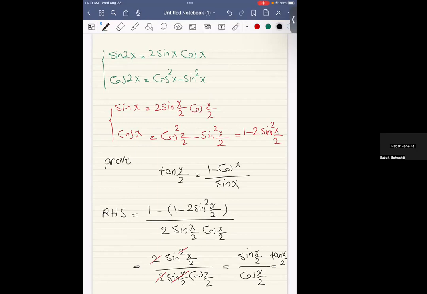From the left side, it's not clear how to proceed, but from the right side, it's better. Okay, is that clear?